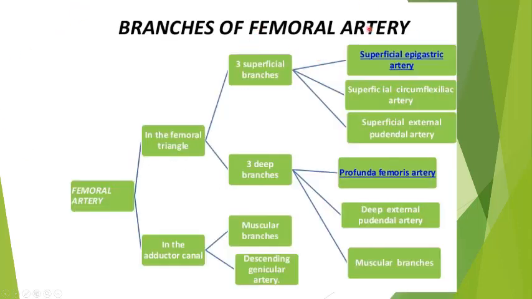So these are the branches of the femoral artery. The femoral artery goes into the femoral triangle. It has three superficial branches: superficial epigastric artery, superficial circumflex iliac artery, and superficial external pudendal artery. The three deep branches are profunda femoris artery, deep external pudendal artery, and muscular branch. And in the adductor canal, it has a muscular branch and the descending genicular artery. So these are the branches of the femoral artery.